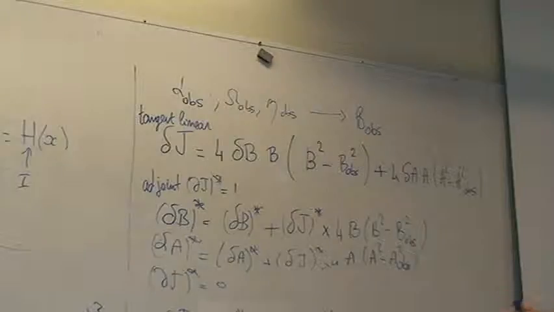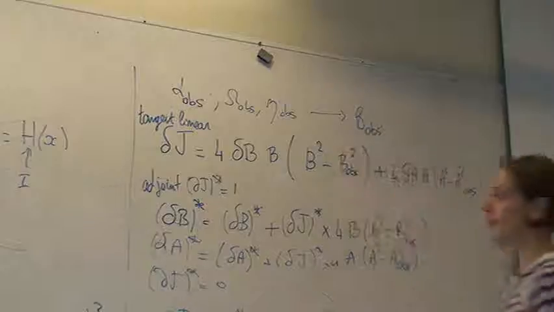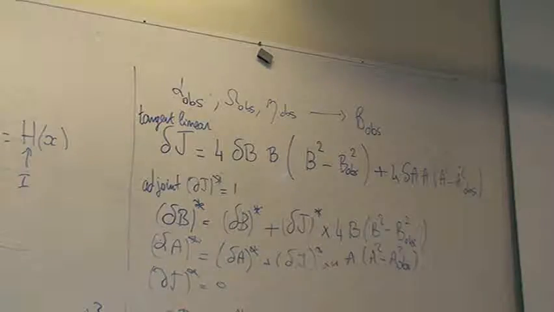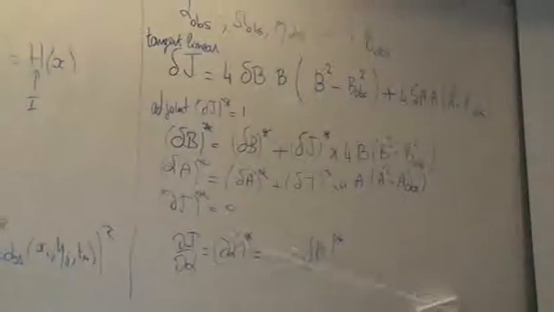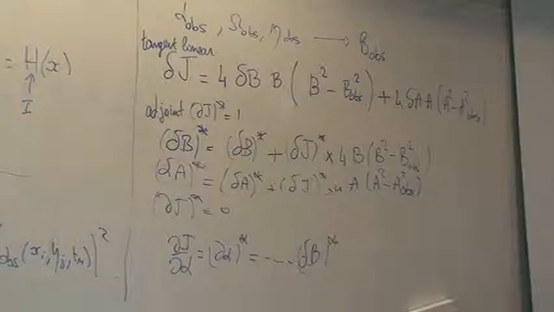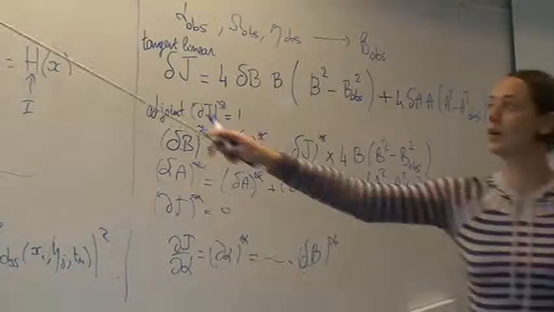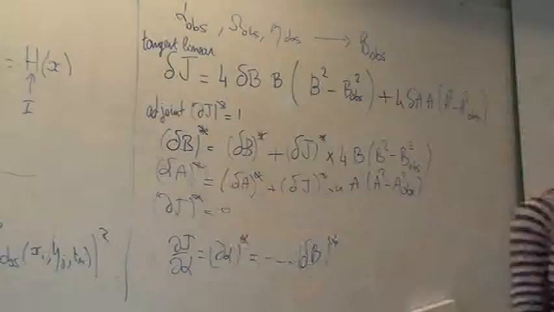Right. So through this, you end up with these values: delta alpha star, delta omega star, delta eta star, which gives you the gradient of J with respect to the entrance parameters of the basic code.